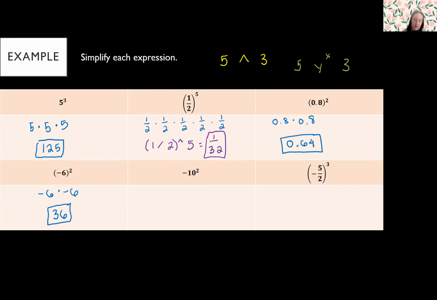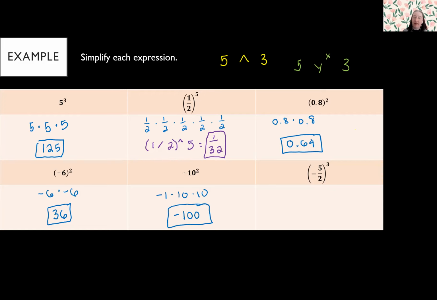So the next one, we have another square. We have -10 squared, but there's no parentheses. So the negative is not included here. So we're only squaring the 10, not the negative. So this is a -1 essentially, and then 10 times 10. So 10 times 10 is 100, and this will give us negative 100.